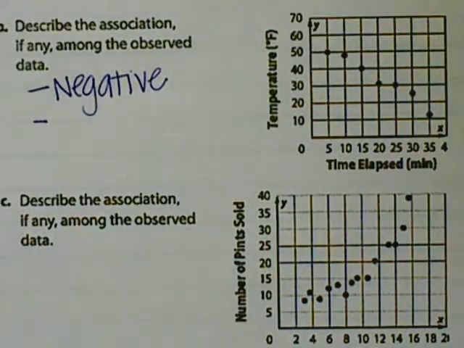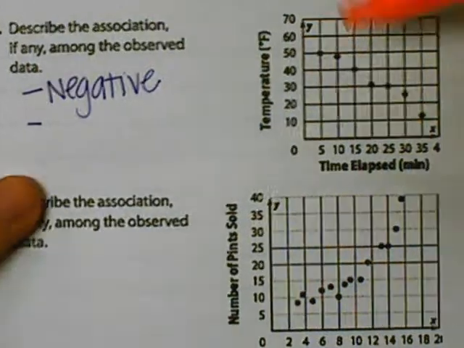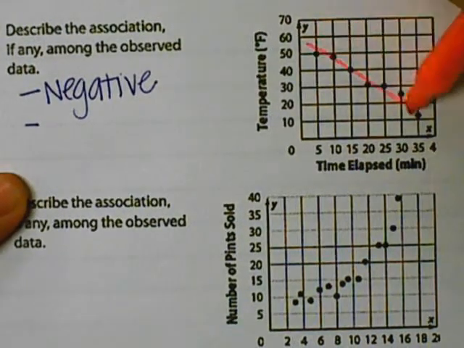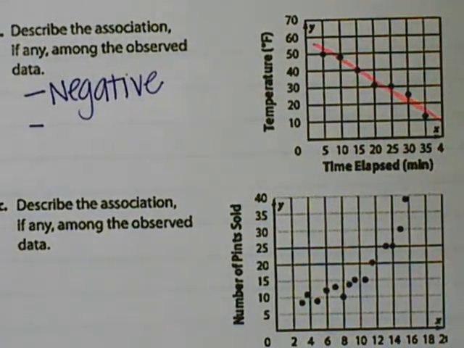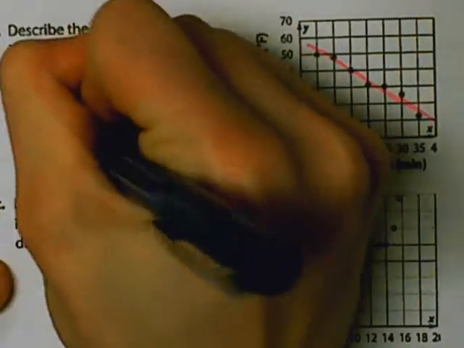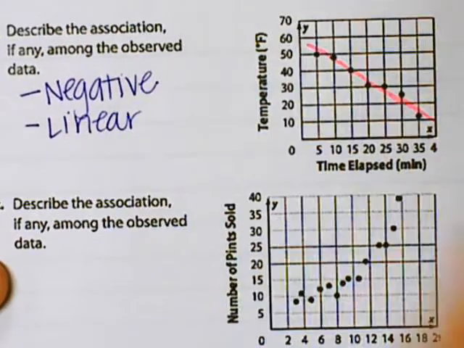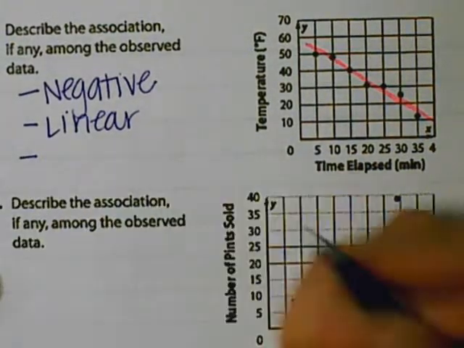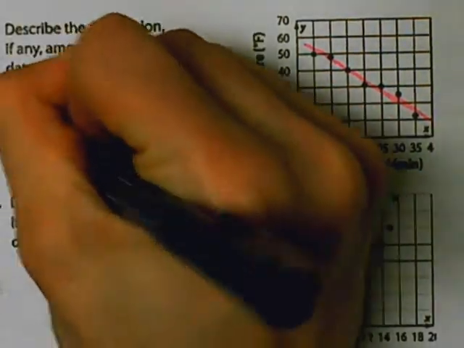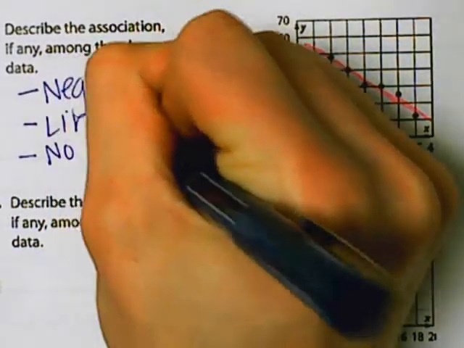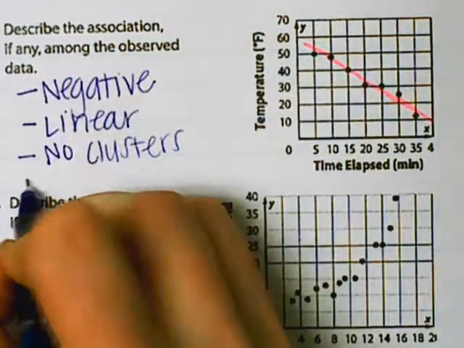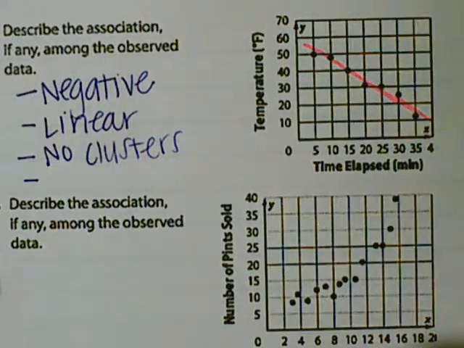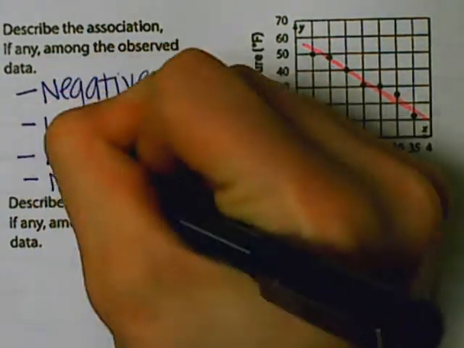I feel like I could draw a general straight line through it. May not be perfect, but it's generally a straight line, so we would say this is linear. There doesn't seem to be any tight groups, so no clusters, and they all seem to be following the line, so no outliers.